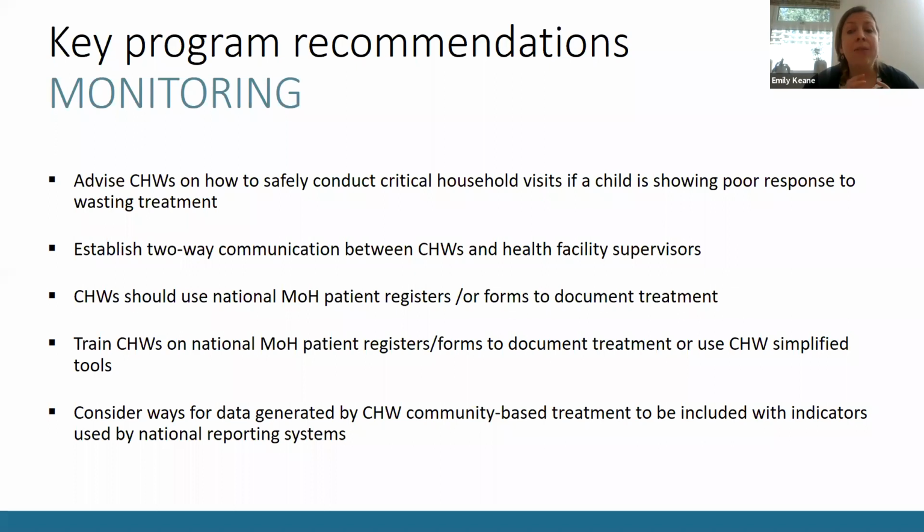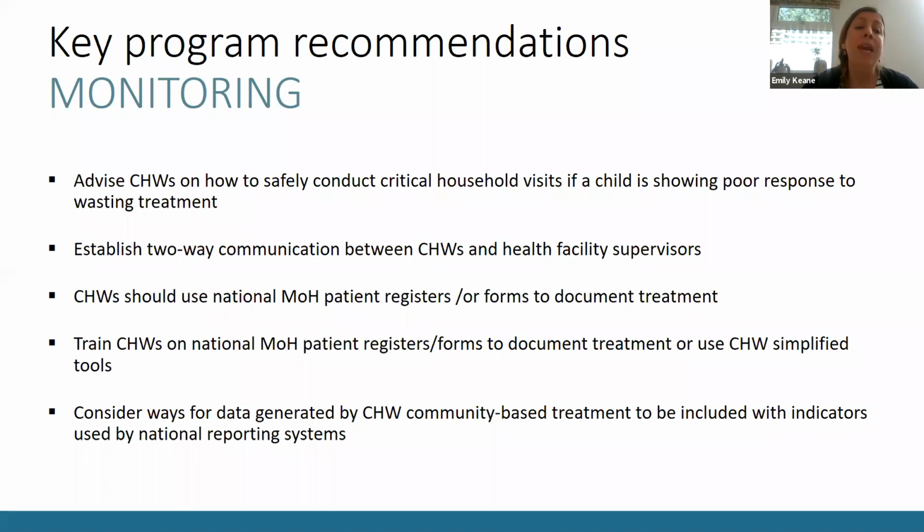Where it's possible, we would really encourage that community health workers use existing Ministry of Health patient registers and forms to monitor the treatment of children. In the case where the existing forms and registers aren't available or appropriate for community health workers to use, maybe in the context of low literacy health workers, for example, we have some simplified registers and job aids that we'll be presenting later that could also be considered.